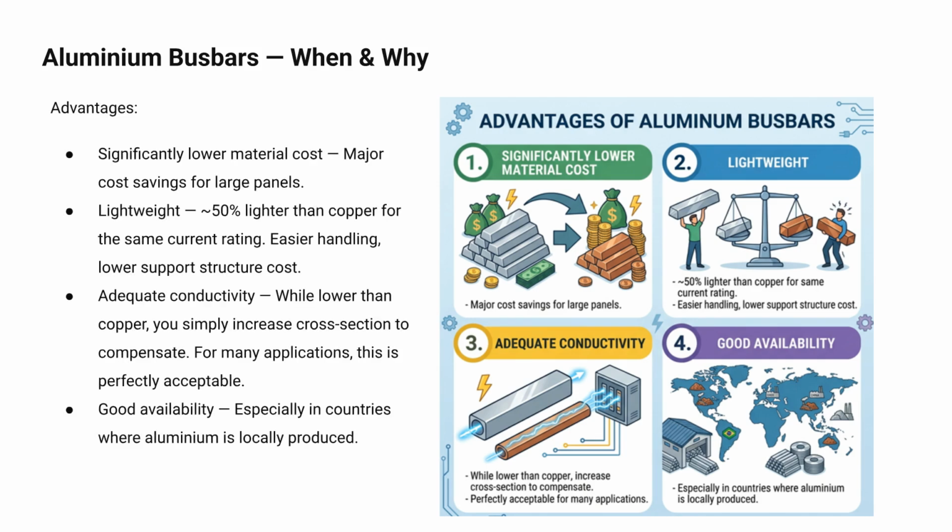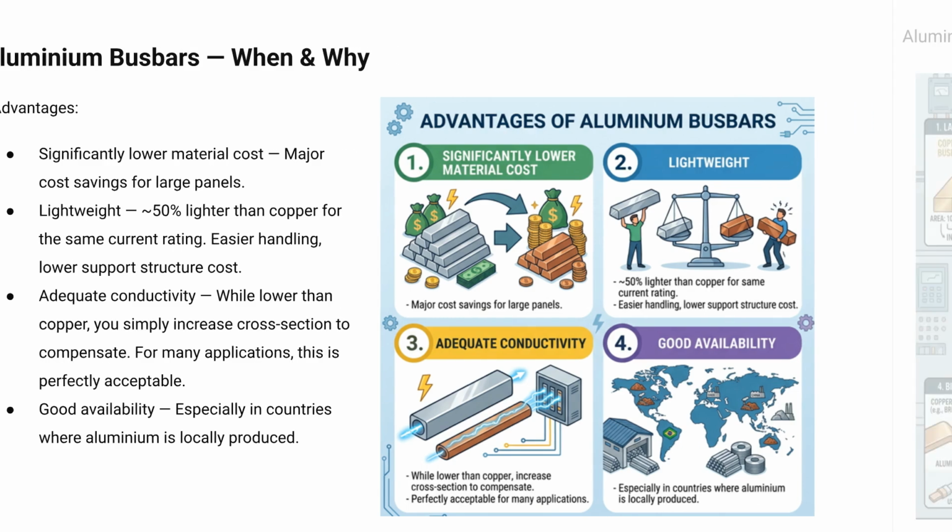Aluminum bus bars offer significantly lower material cost, leading to major savings, especially for large panels. They are about 50% lighter than copper for the same current rating, reducing support structure cost. Aluminum also has good availability.